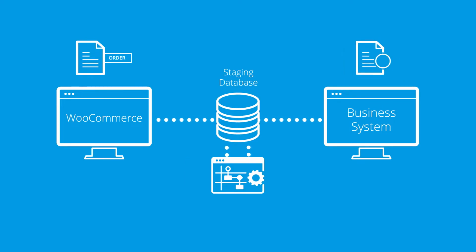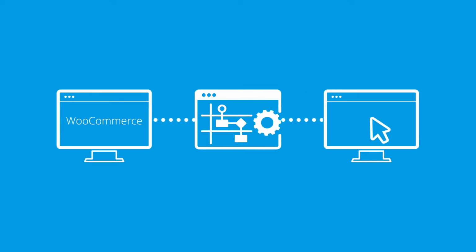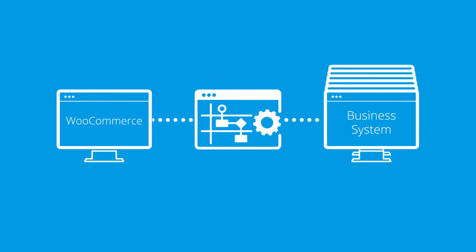Once the order status is marked as dispatched, BPA Platform will synchronize this with WooCommerce. For this video, we will be integrating with Sage 200, but this can be configured to integrate with many other business systems.